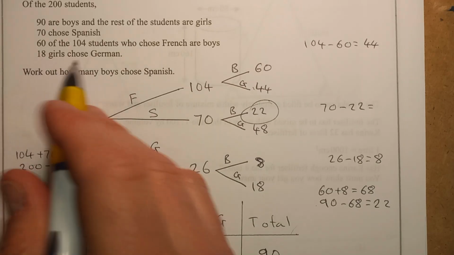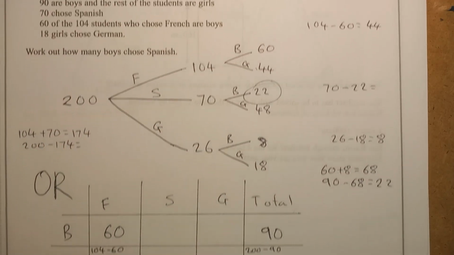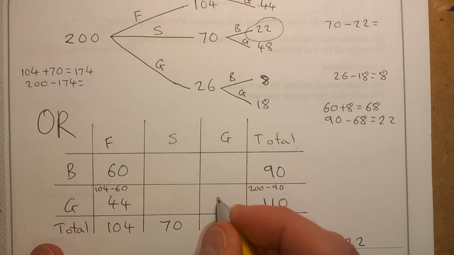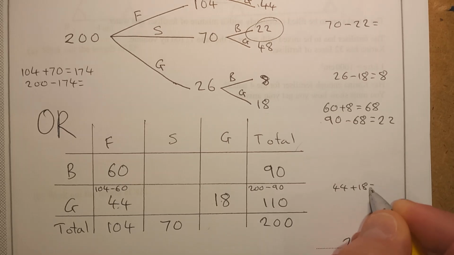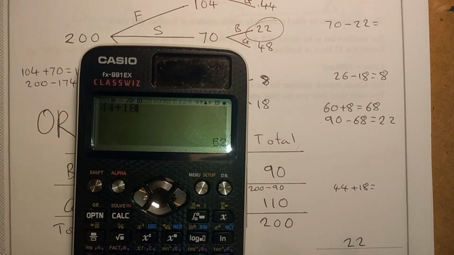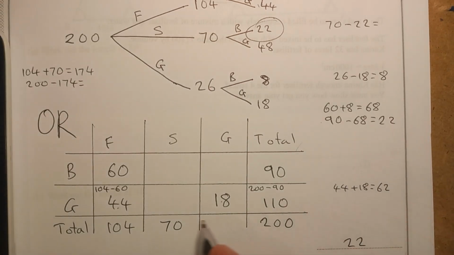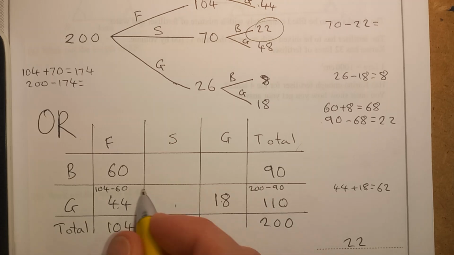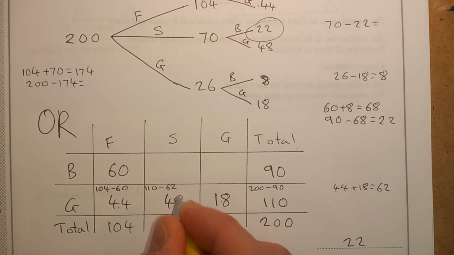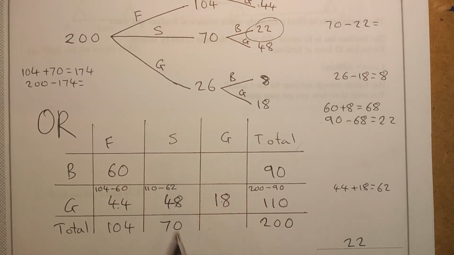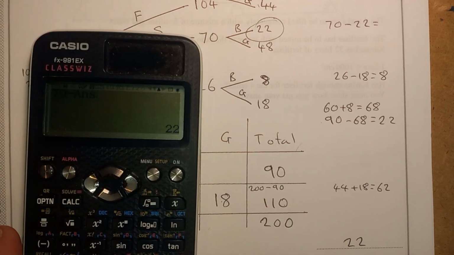And then we were told 18 girls chose German. So German girls, 18. So now we can use this. We can do our 44 plus 18, is 62. And so this box is going to be the 110 minus 62, which gives us 48 girls chose Spanish, and the boys that chose Spanish, which is what we want, would be the 70 minus 48, which is 22.